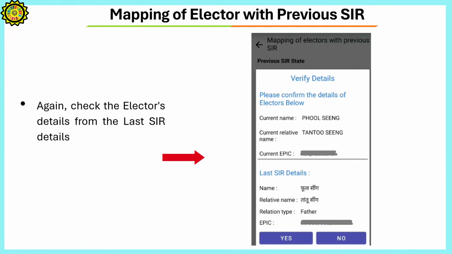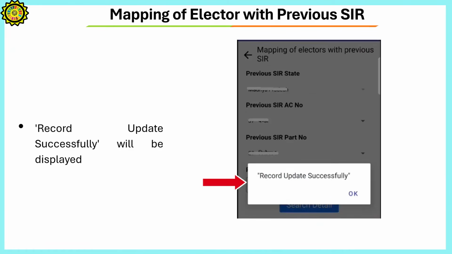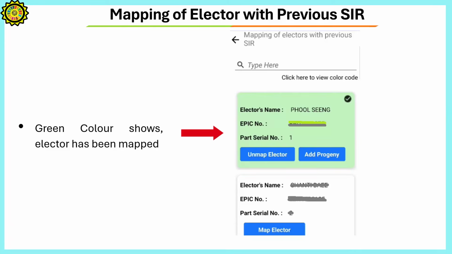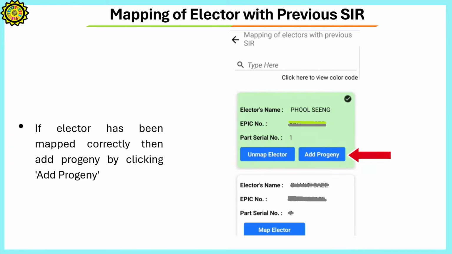Again check the elector details from the last SIR details. If details matched, click Yes. Now record update successfully will be displayed. Green color shows elector has been mapped. If elector has been mapped wrongly, he or she can be unmapped by clicking Unmap Elector.